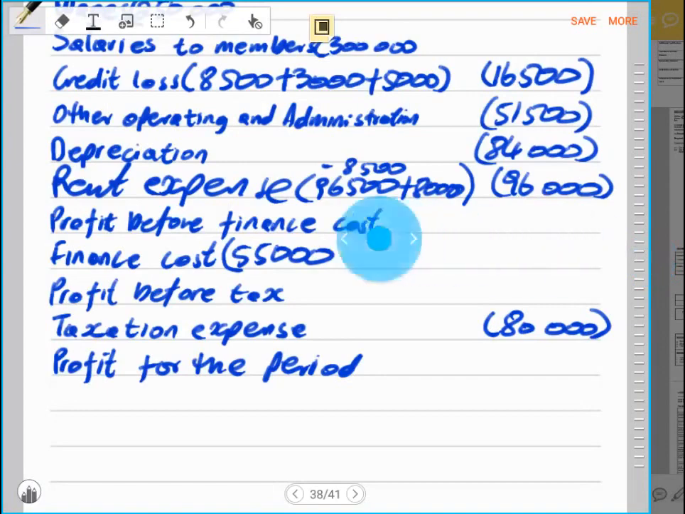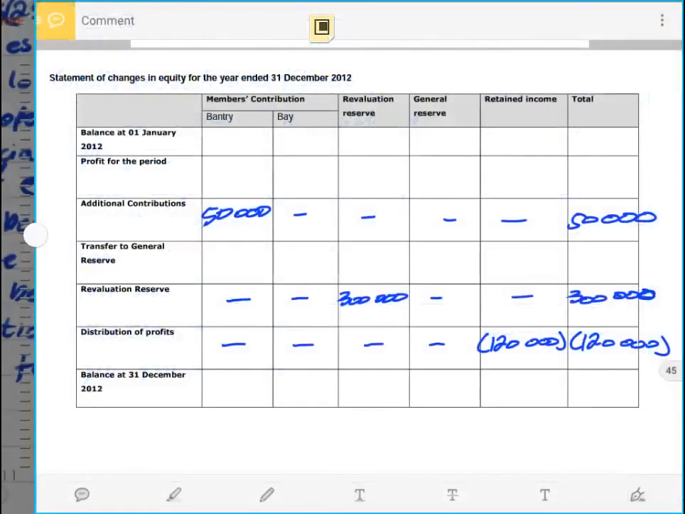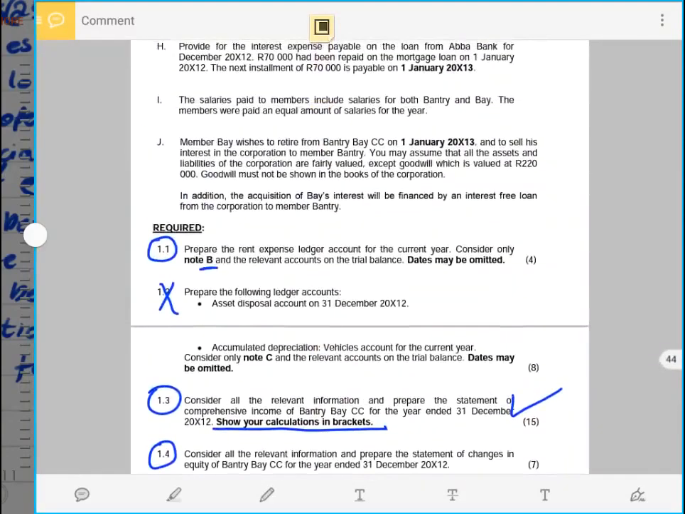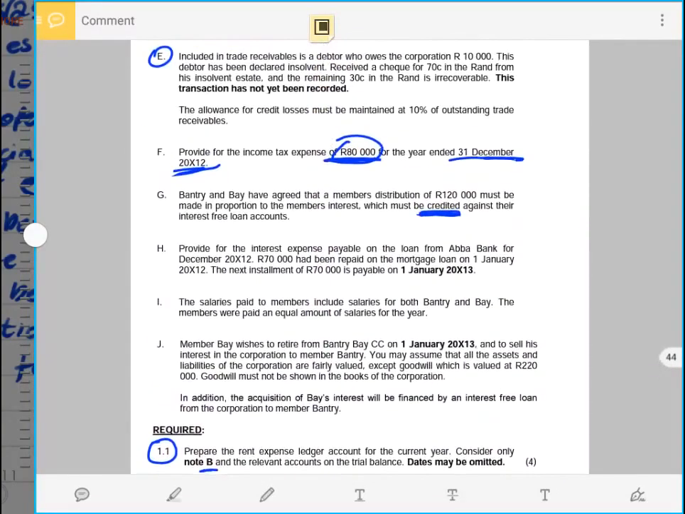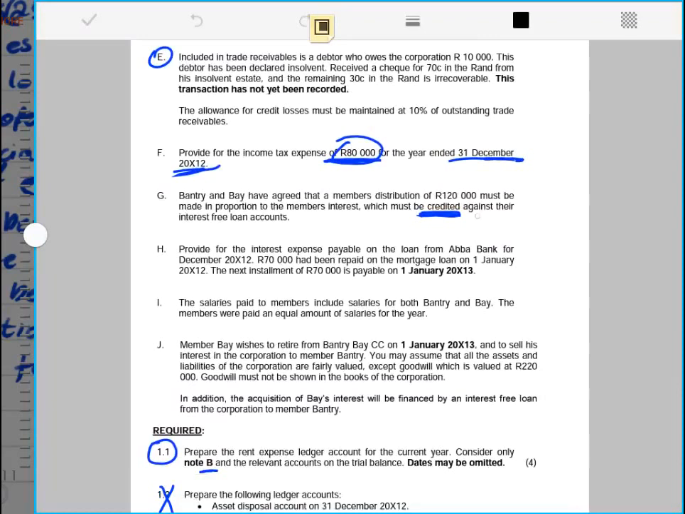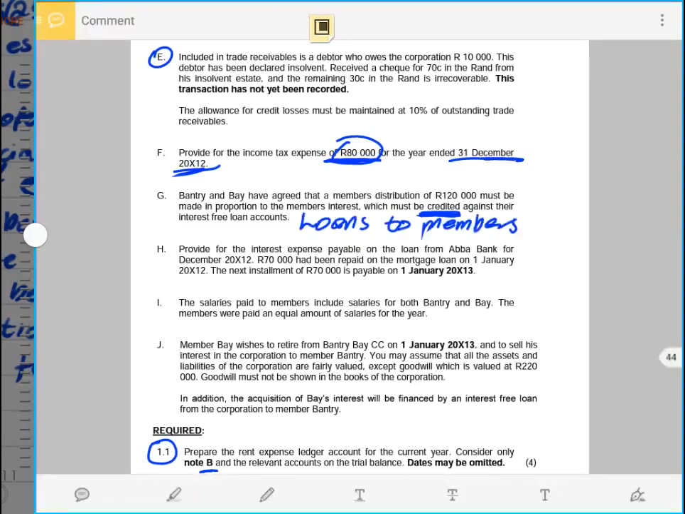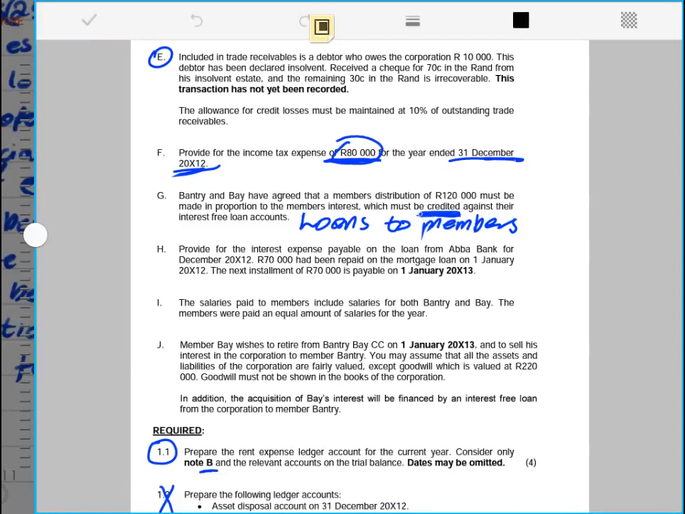Then now we go to the next adjustment. Remember, this adjustment will still have to be recorded under the loans. So now let me just write the loans to members. So now this will affect, because we are instructed to credit this against the members' interest-free loan accounts.